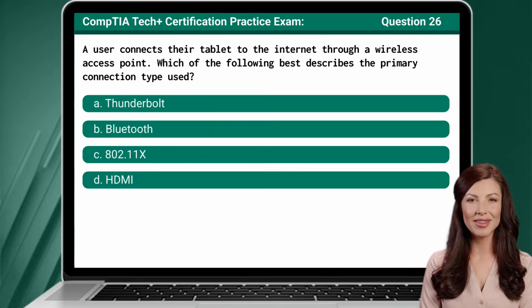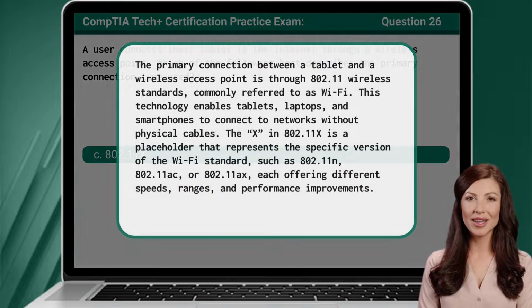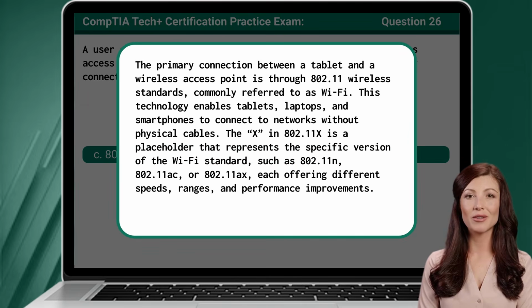The answer is C. 802.11x. The primary connection between a tablet and a wireless access point is through 802.11 wireless standards, commonly referred to as Wi-Fi. This technology enables tablets, laptops, and smartphones to connect to networks without physical cables. The X in 802.11x is a placeholder that represents the specific version of the Wi-Fi standard, such as 802.11n, 802.11ac, or 802.11ax, each offering different speeds, ranges, and performance improvements.